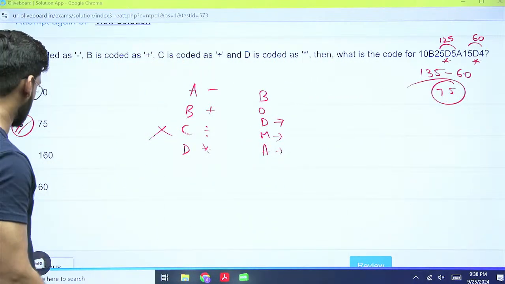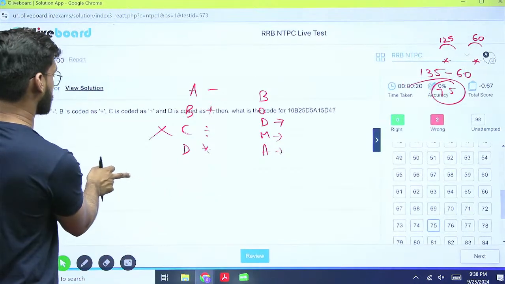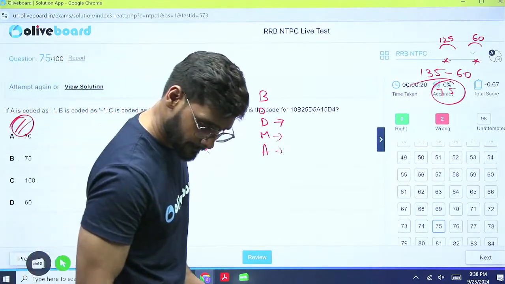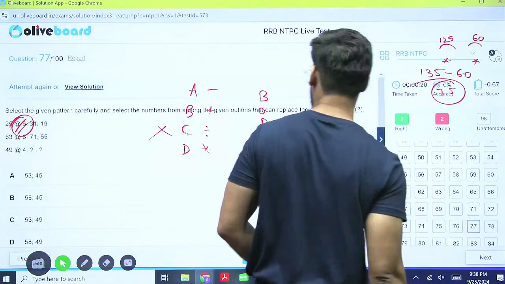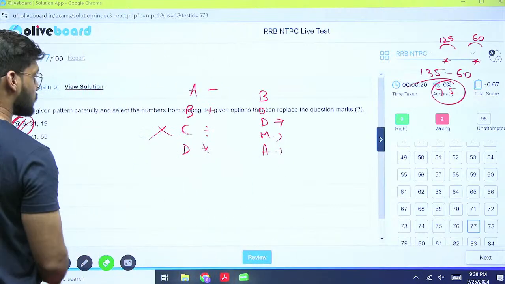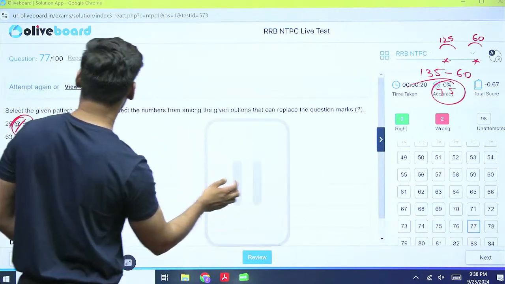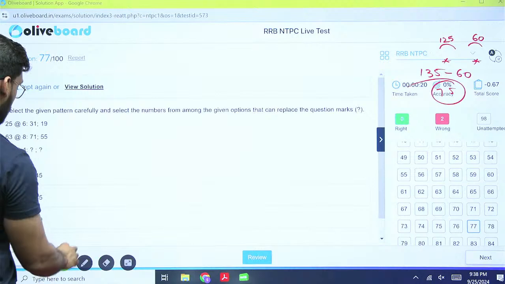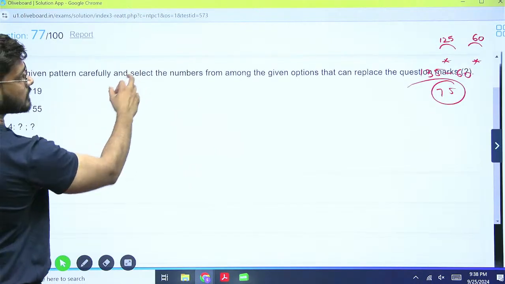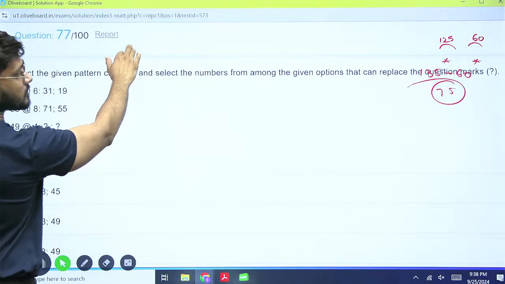Let's move on to the next question. This is some miscellaneous kind of question in which we have to use logic. We have to use some logic to find out the right answer.